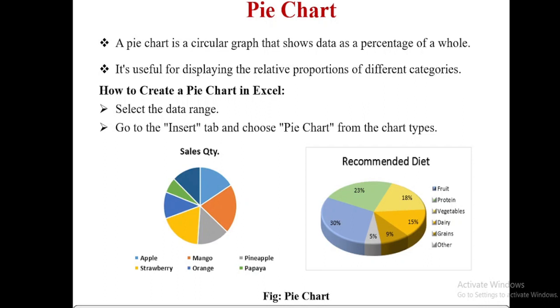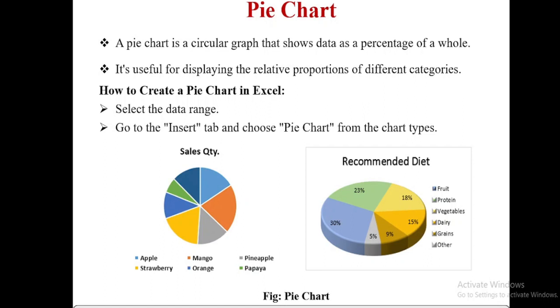So what I have taken as an example is the sales quantity of different fruits. The apple, which is of a bigger number, then strawberry, mango, orange, pineapple, papaya. Altogether, I can represent the sale quantity. Suppose I want to know how exactly or what percentage of fruits that I have sold individually, then I can go ahead for a pie chart.